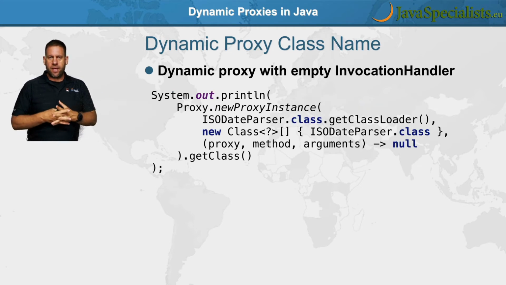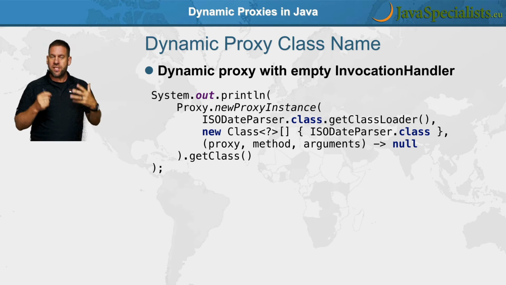Now, when I create a proxy with Proxy.newProxyInstance, because it's my own interface, I can't use the Bootstrap class loader. So typically what I do is I use the same class loader as the interface that I'm trying to proxy. So it's the ISODateParser's class loader. And the invocation handler just returns null, so if you call any method, it's not really going to work very well.